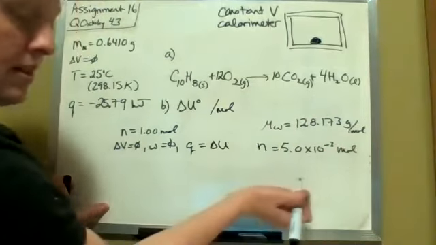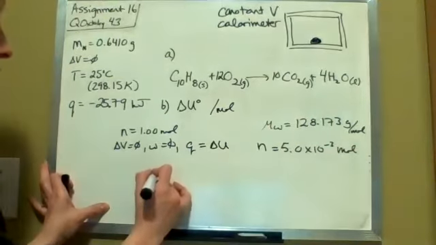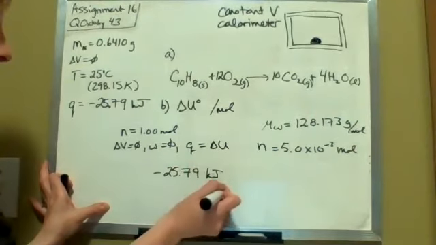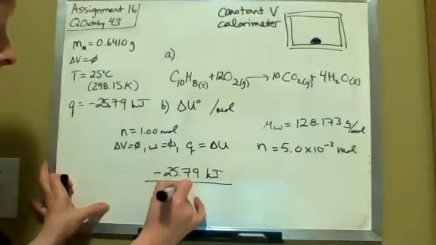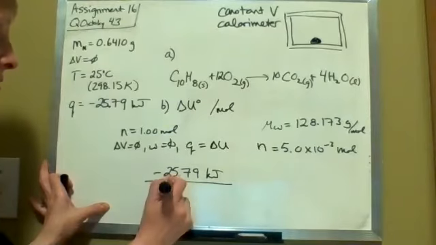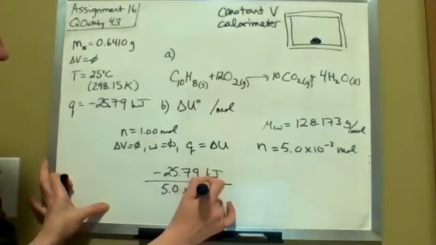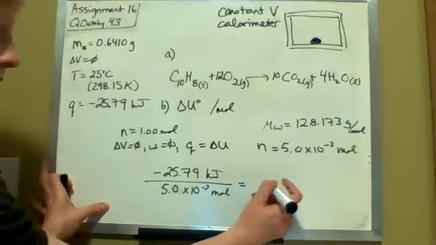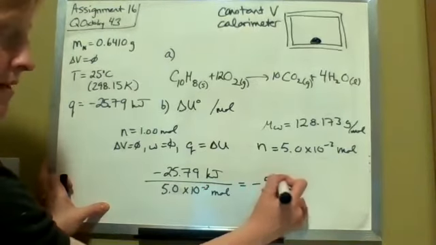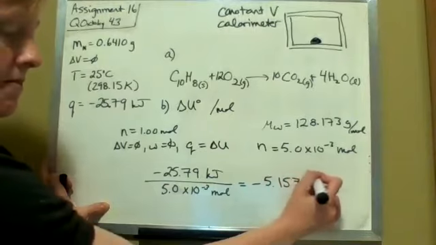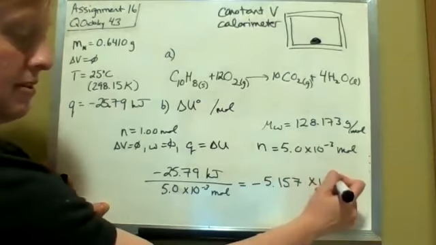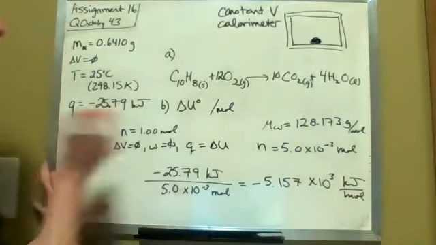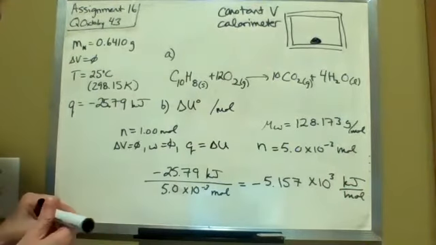3 moles of naphthalene. So if you have minus 25.79 kilojoules, over 5.0 specifically, times 10 to the minus 3 moles, then you're going to get your value of delta U, which is going to be minus 5.157 times 10 to the 3, this is in kilojoules per mole. There's your answer there.